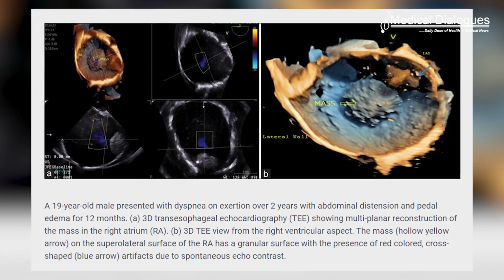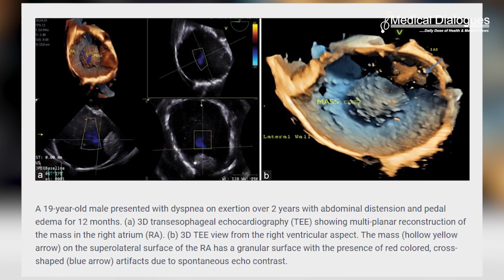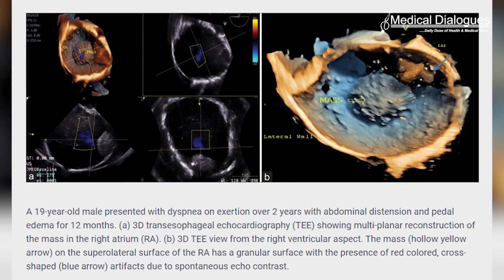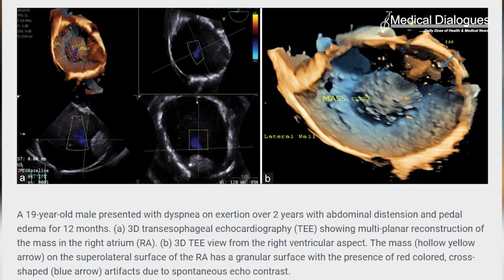However, the 3D volume data set analysis showed that the mass had a heterogeneous granular surface texture, few irregular calcifications in the crop plane view, and random small areas of echolucency suggestive of a tumor rather than a thrombus. Surgically excised mass pointed towards it being a myxoma.